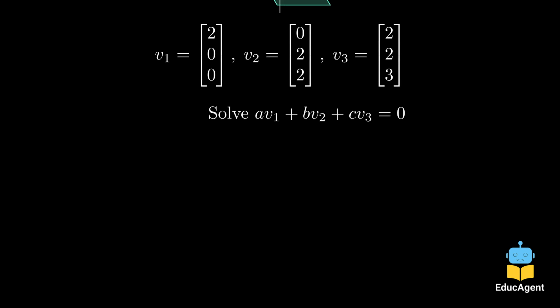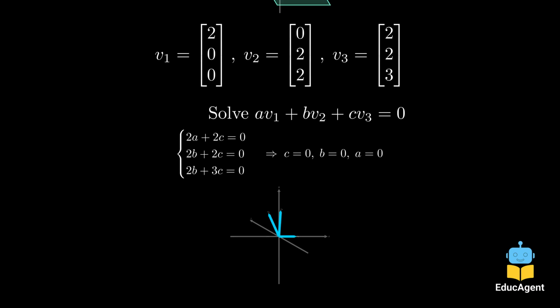Part C asks whether 3 given vectors are independent. We write the system for a, b, and c so their linear combination equals the zero vector. Subtracting equations shows c equals 0, then b and a are also 0. Only the trivial solution exists, so the vectors are independent. Since the only linear relation is the trivial one, the 3 vectors are independent and together span all of R3.